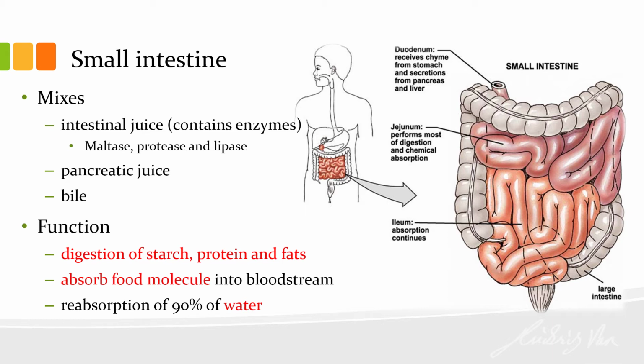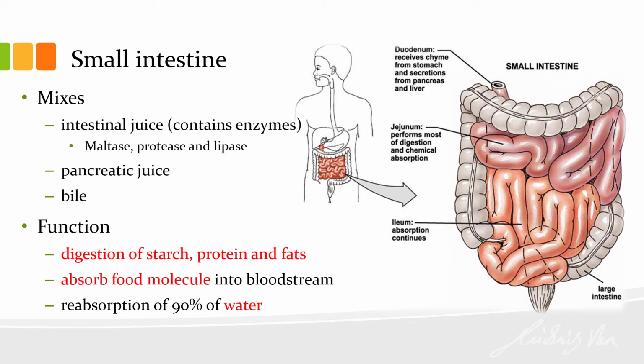So this intestinal juice will be mixed with pancreatic juice as well as the bile. What are they? We'll learn about them in the next slide. Don't worry about it. The function of the small intestine is actually to digest starch, protein, as well as fats. So you can see that all the nutrients are digested in the small intestine rather than our stomach. After the food is digested into soluble molecules, they will be absorbed into the bloodstream.